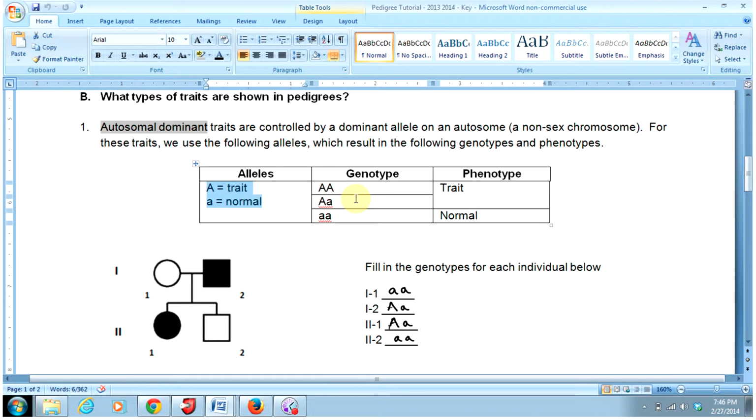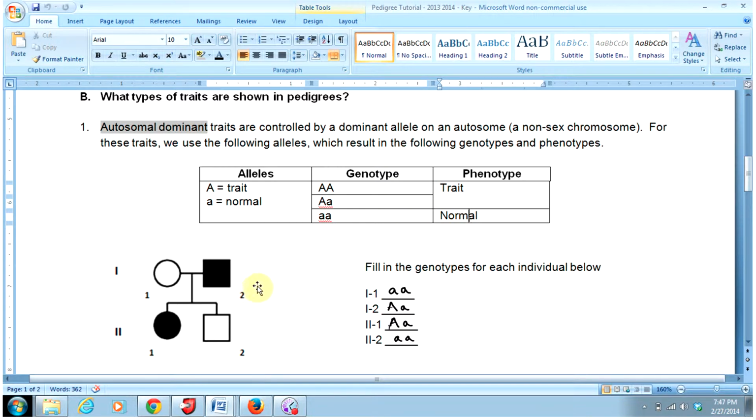We're going to use big A to represent the trait because it is a dominant trait, whereas little a will represent the normal allele. In the middle column, we see the possible allele combinations or genotypes. Big A, big A and big A, little a will give you the trait since it is dominant, whereas little a, little a is the only genotype that could give you the normal or recessive phenotype or physical trait.